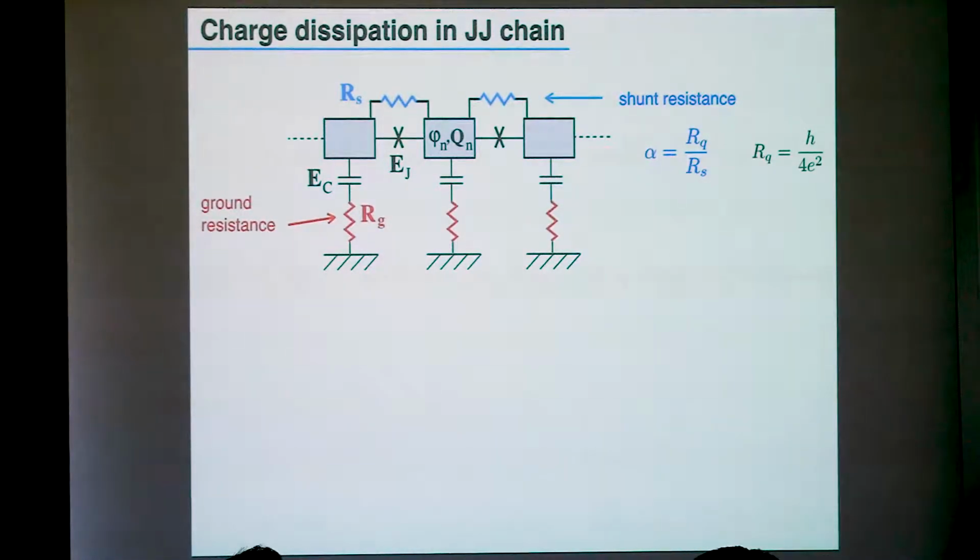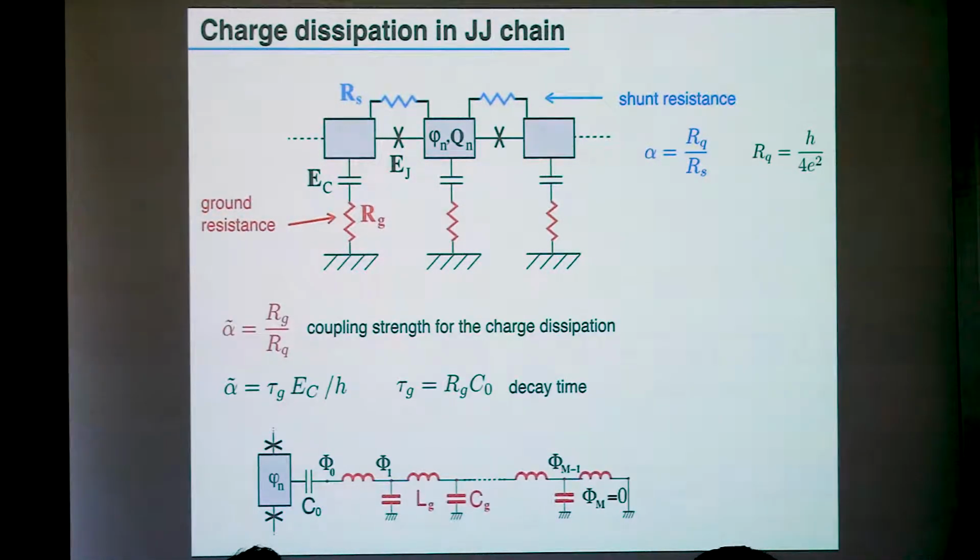Now, to realize this engineered dissipation on the momentum, it is not clear at the moment how to do it in a normal solid, but for sure you can realize it in a superconducting system. So, coming back to the model of the Josephson junction chain, instead of only considering the shunt resistance between these two, we consider even the resistance between the island and the ground. Now, as before, you can introduce a dissipative dimensionless coupling to quantify this channel of charge dissipation.